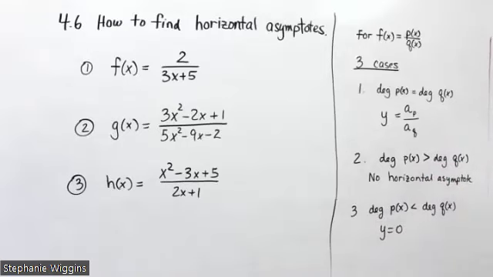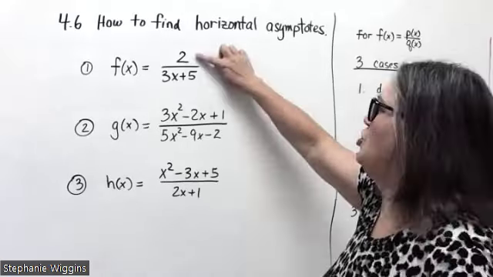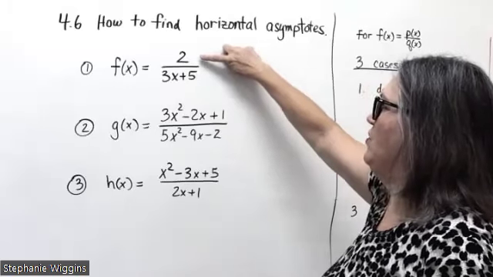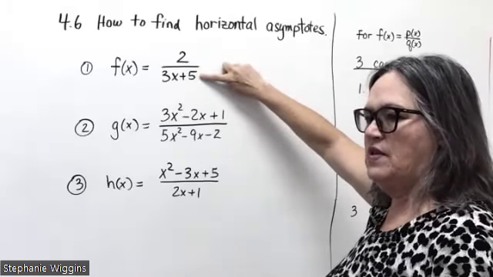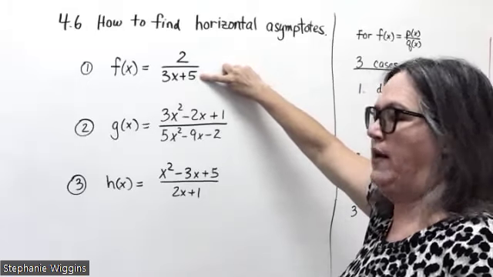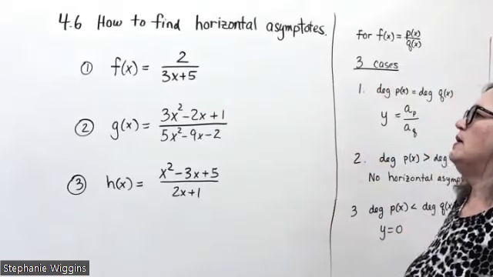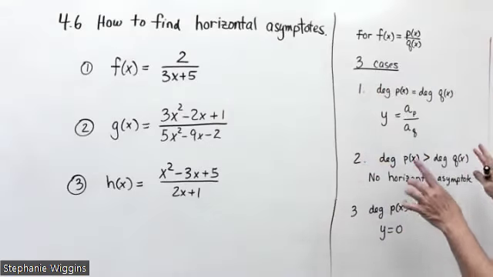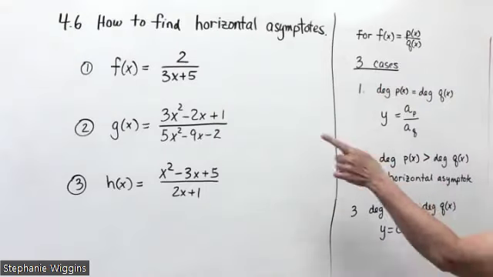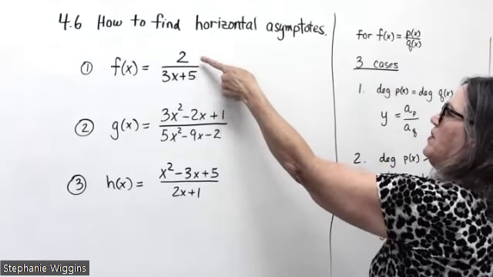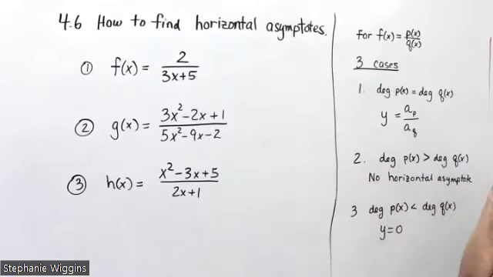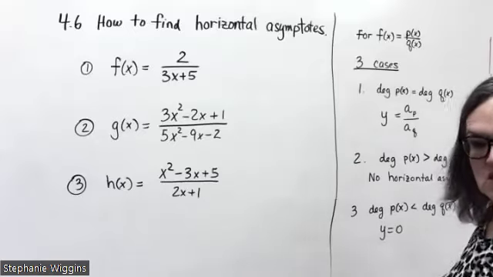So let's look at our three examples. We have f of x equals 2 over 3x plus 5. Here the degree is 0, and this is a linear function, degree 1. So when we consider that, we're going to look at the case where the degree of the denominator is greater than the degree of the numerator, and that would be right here. The degree of the numerator is less than the degree of the denominator. So y equals 0 is a horizontal asymptote.